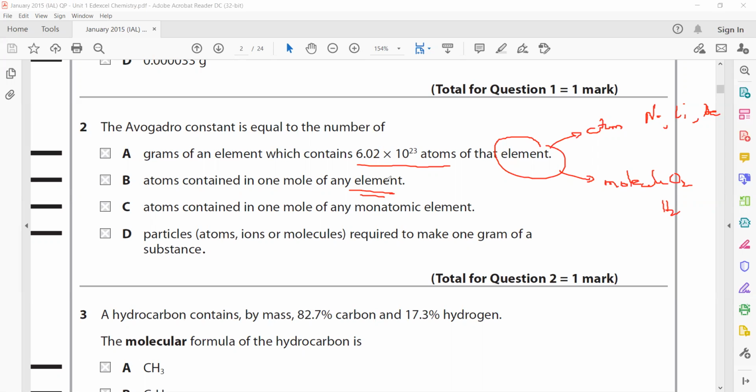Atoms contained in 1 mole of a monoatomic element. Monoatomic element means that it will have only one atom in a molecule. So 1 mole of a substance is the total number, and that will be 6 into 10 to the power 23, 6.02 exponent 23. That's why C is the right answer. Why not D? Particles, atoms, ions, or molecules required to make 1 gram of a substance. That's not true because 1 gram of a substance may have a different number of moles for different elements. Like 1 mole of sodium is 23, 1 mole of carbon is 12. So 1 gram of sodium and 1 gram of carbon will have different numbers of moles.